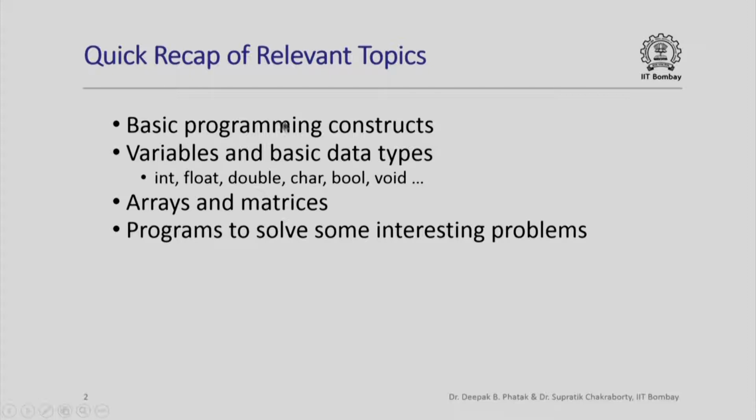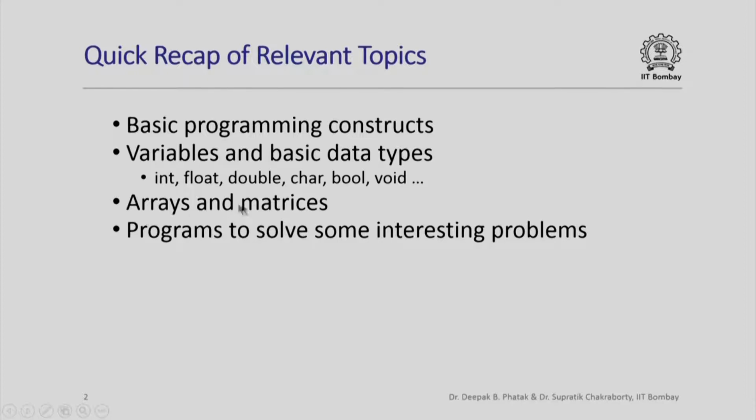We have looked at basic programming constructs, we have looked at the usage of variables in programs, and we have also seen some basic data types like int, float, double, char, bool and void. Well, we have used void only as the return type of some functions, but nevertheless that is a basic data type in C++ that we have seen.